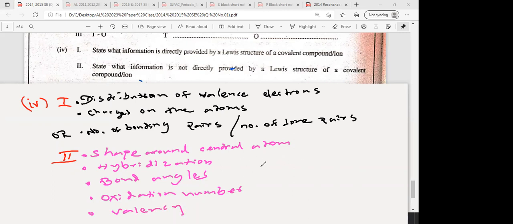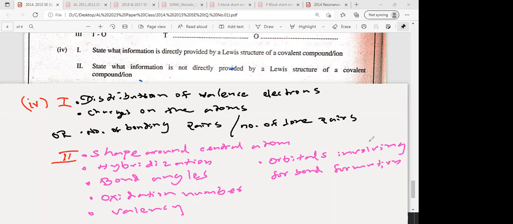1, 2, 3, 4, 5, then the 6th one I'll write. Orbitals overlap when forming the bonds. Orbitals involved for bond formation.